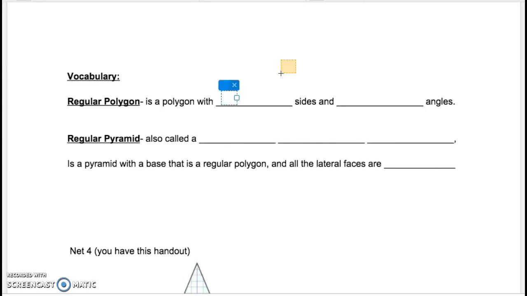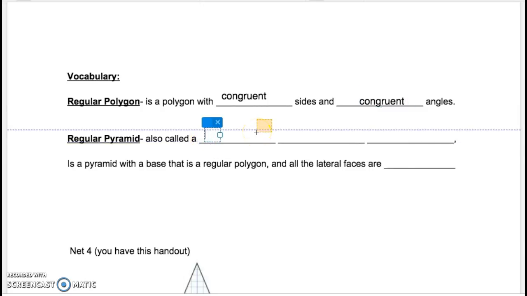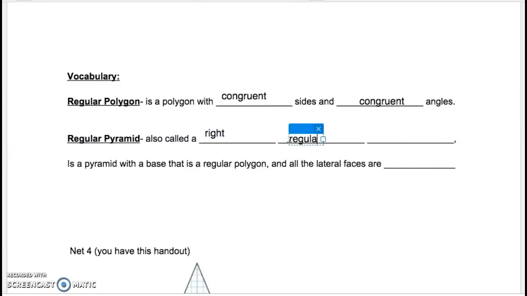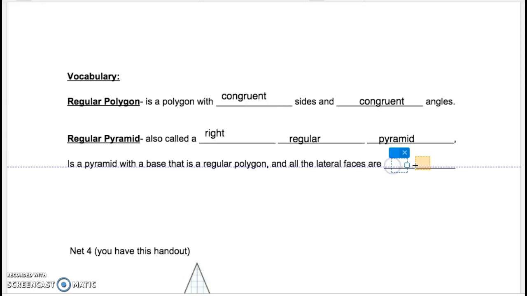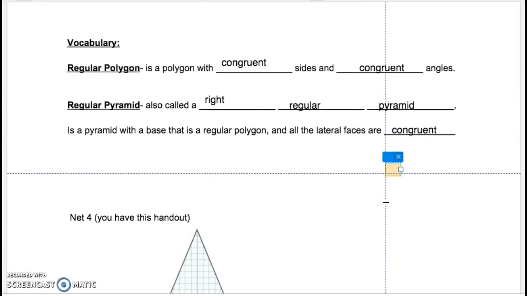A regular polygon is a polygon with congruent sides and congruent angles. We like that because those are easy to work with. And then a regular pyramid, also called a right regular pyramid, that's another name for it, is a pyramid with a base that is a regular polygon, which means congruent sides and congruent angles, and the lateral faces are all congruent. So there you have it.